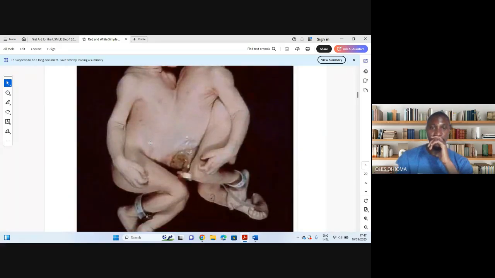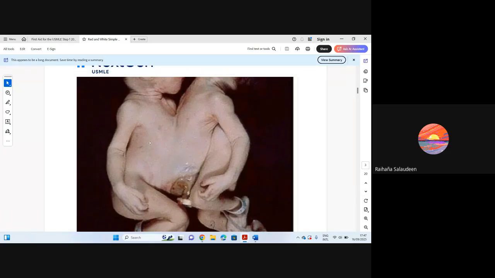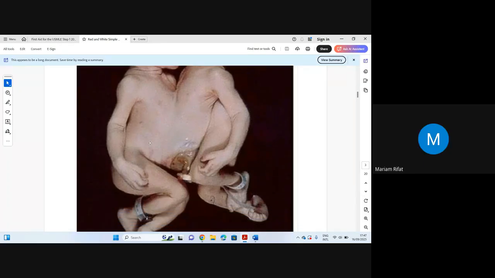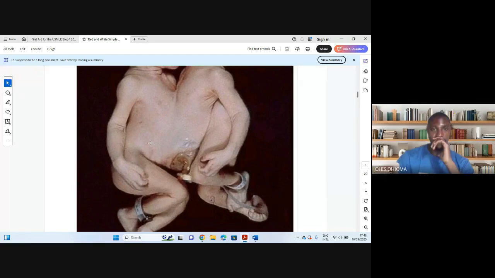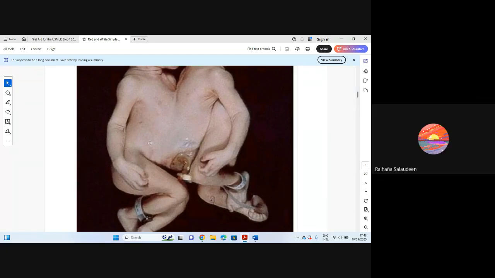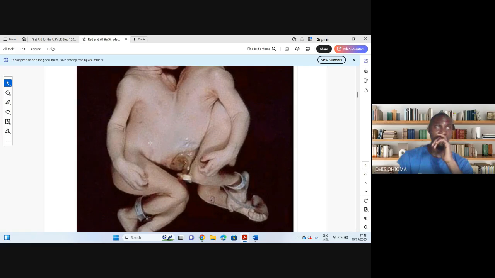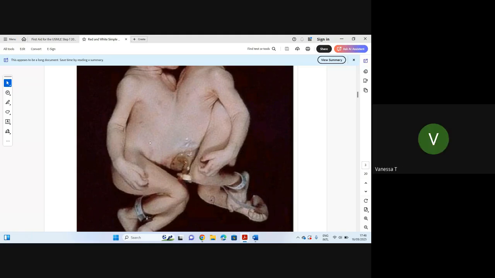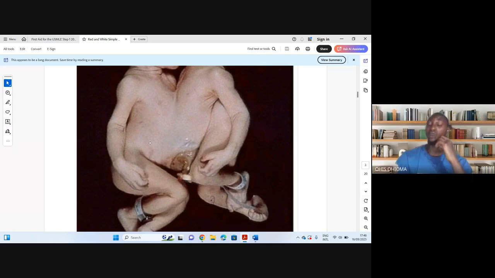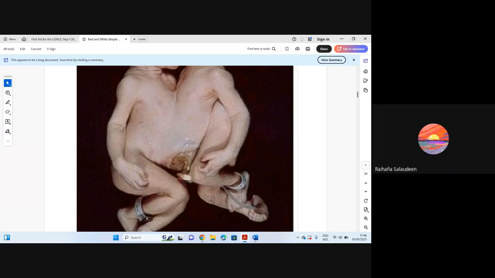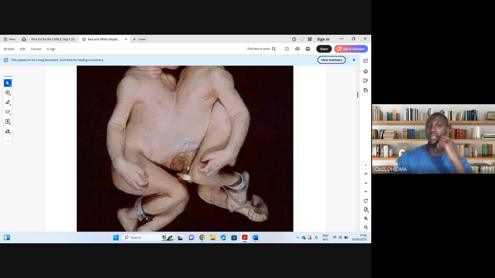What can you guys see here? Conjoined twins, joined on the abdomen. So how many days after fertilization does the embryo split for you to have conjoined twins? The correct answer is greater than 12 days. So the embryo most likely split at day 13. What kind of twin pregnancy is this?